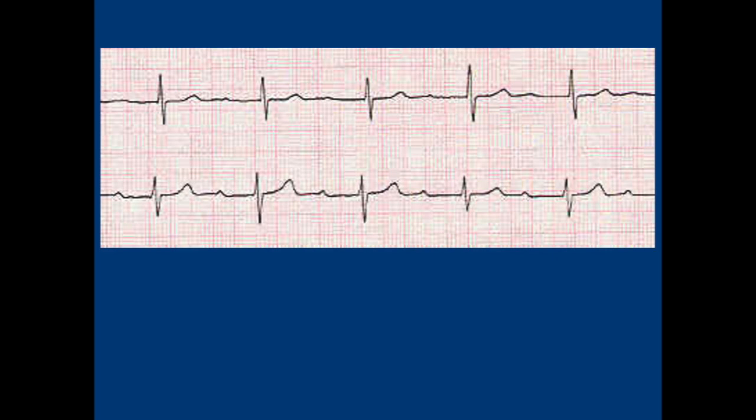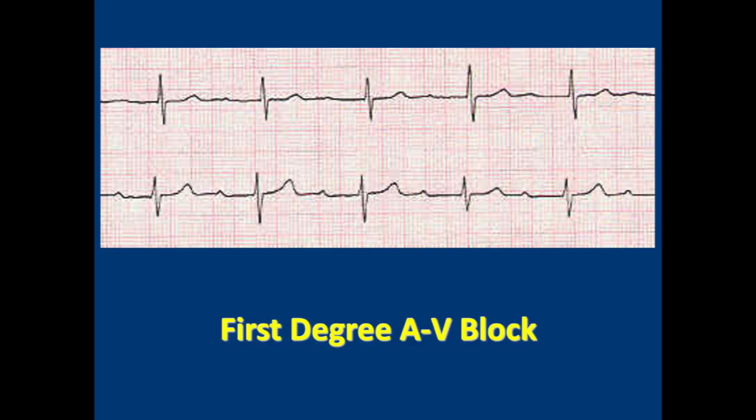We don't have the greatest P waves here, but notice that the rate is pretty even and pretty slow. So this is first degree AV block. So we just have a long PR interval, and I know that these are not the best P waves, but some of them show up pretty well. So don't sweat it if you don't see it that easily.